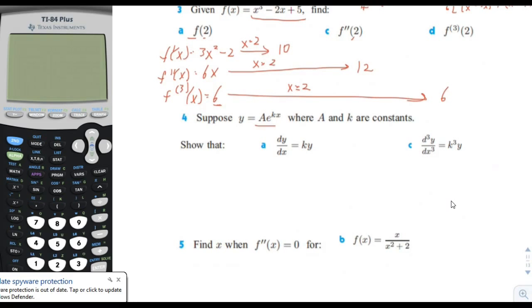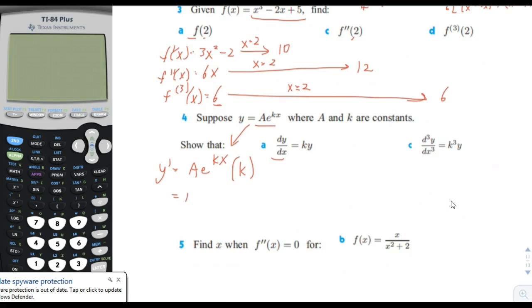Suppose that y equals a times e to the kx, where a and k are constant. Show that the derivative of y is equal to ky. Is that true? Let's see. Let's take the derivative of this. So the derivative of y is equal to a times e to the kx because the derivative of the exponential function is itself. Then you multiply times k because k is the derivative of kx, and we have to use the chain rule and take the derivative of the inside function.